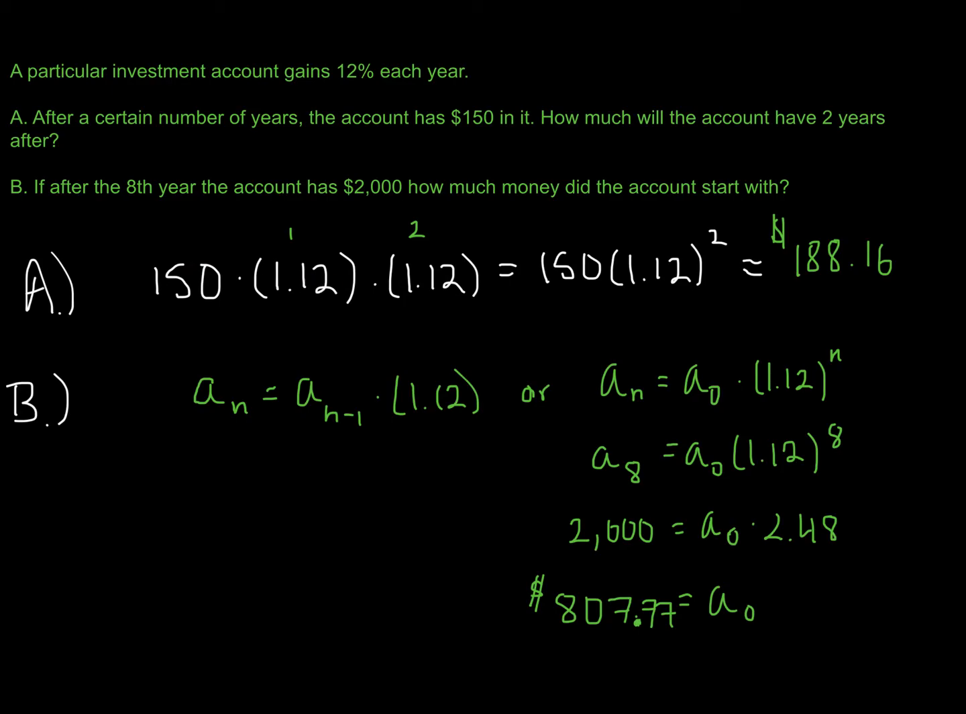So you have 150, you multiply by 1.12, that's 1 year, and then multiply by another 1.12, and that will give you after the second year, and that's approximately $188.16.